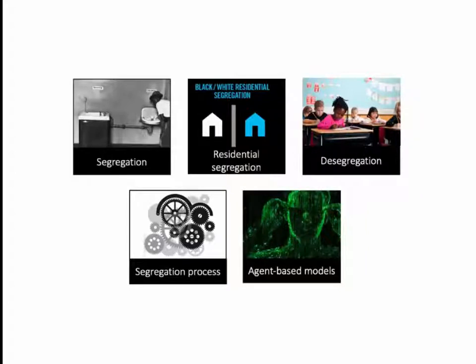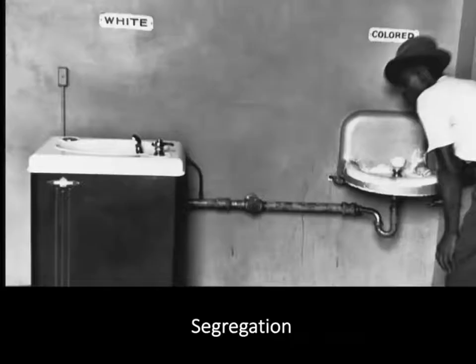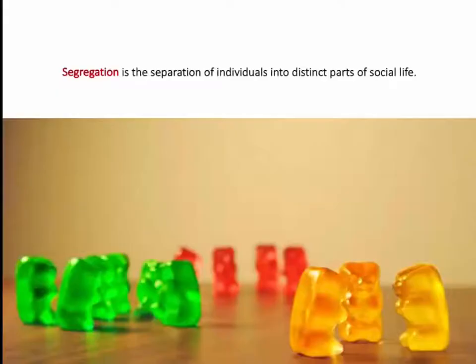Which tells us that there seem to be some other forces at play, that it's not just discrimination at the individual level. Assuming that nowadays we are, I hope so, much more tolerant than, let's say, 40 years ago. Anyway, then we talk about the segregation process and agent-based models, but that's setting the scene for what's going to come on Thursday. So, segregation. We talked about it at length last time. Let me just bring up the definition again.